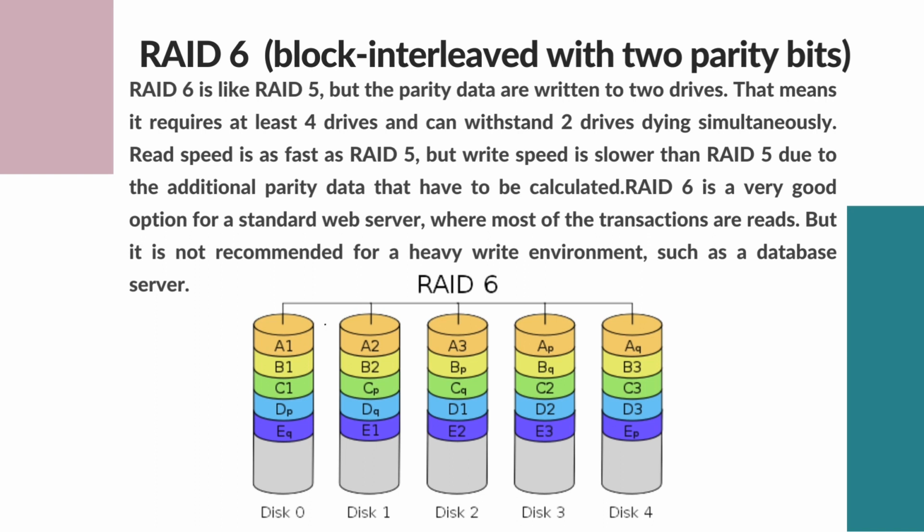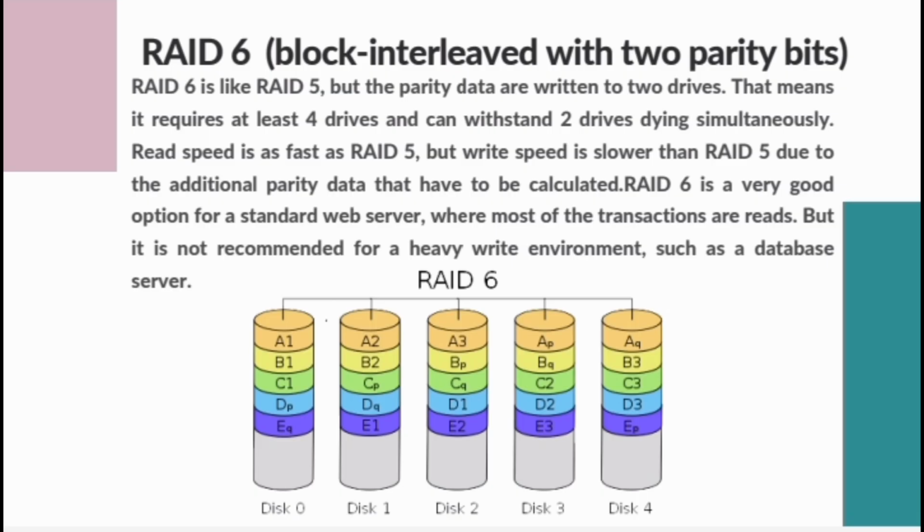RAID 6: block interleaved with two parity blocks. RAID 6 extends RAID 5 by adding another parity block. Thus, it uses block level striping with two parity blocks distributed across all member disks. RAID 6 is just like RAID 5, but the parity data are written to two drives. That means it requires at least 4 drives and can withstand 2 drives dying simultaneously.